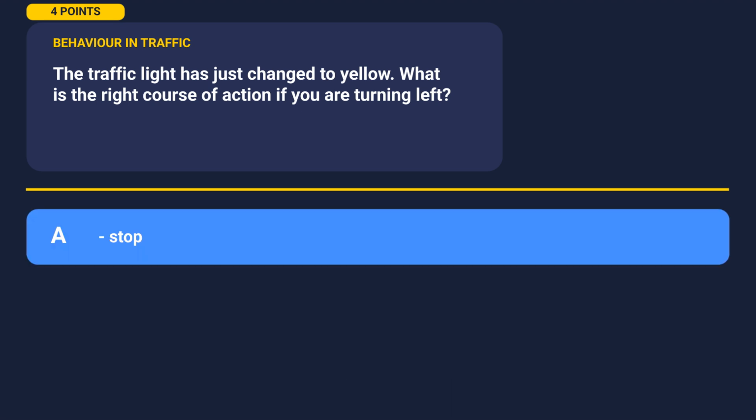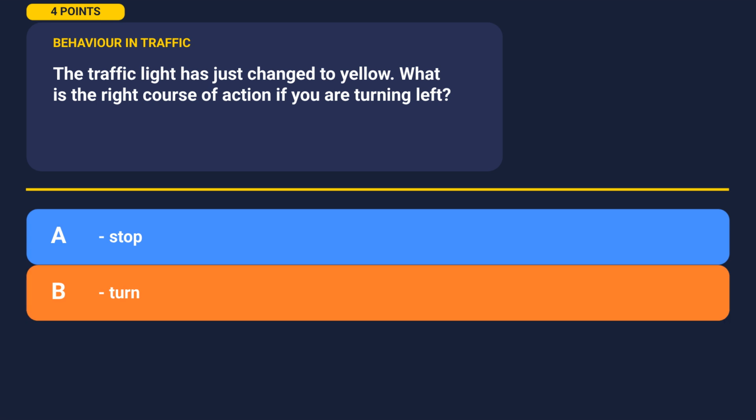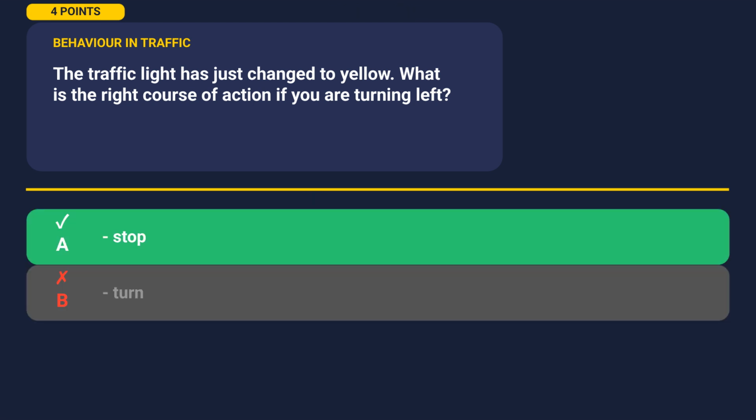Option A: stop. Option B: turn. Now think about which of these two options is correct. Hit pause now if you want to think. When you've got your answer, let's see if you're right. The correct answer is A. Let's understand why.